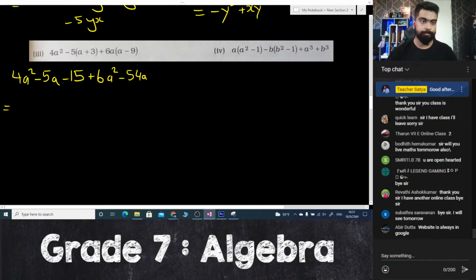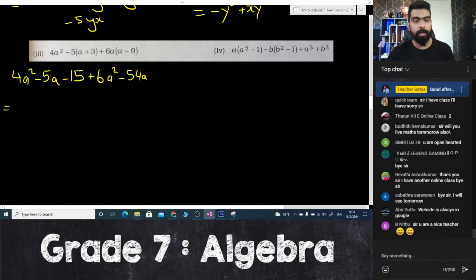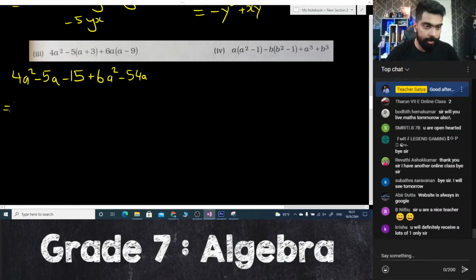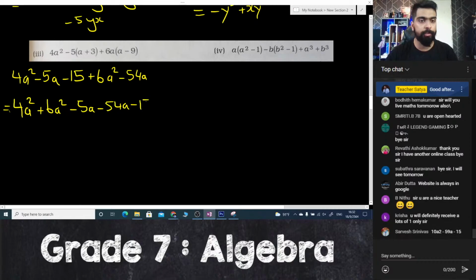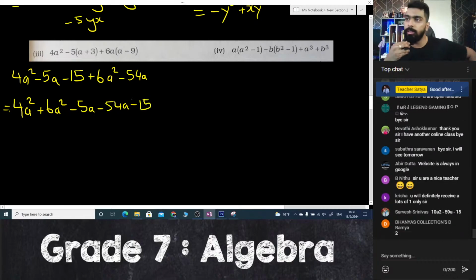All right, so let's see what like terms we have. Once we have this, it is always good to arrange the terms so we don't make any mistakes. So let us arrange the terms. We have 4a squared plus 6a squared, and then minus 5a minus 54a minus 15. Now we have arranged the terms.